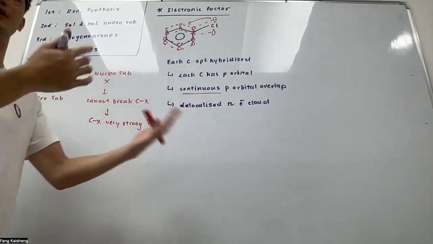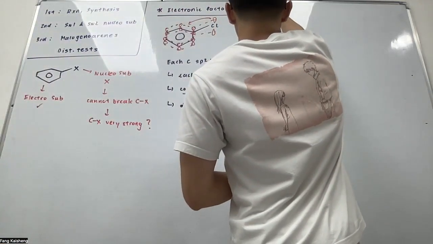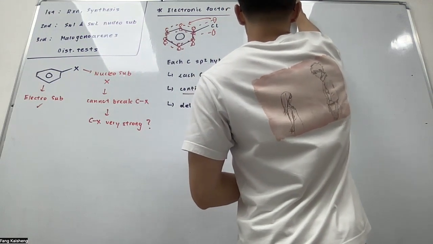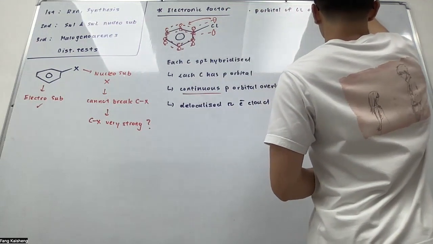The box is quite big. Let's just write down some explanation inside. First of all, you need to acknowledge that the p orbital of chlorine overlaps with the pi electron cloud of benzene.